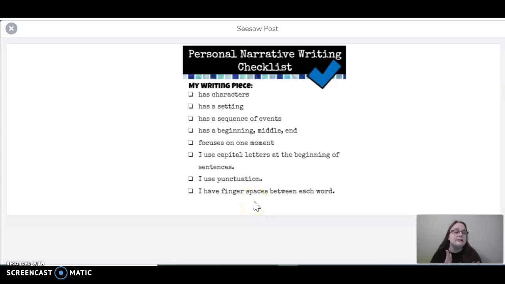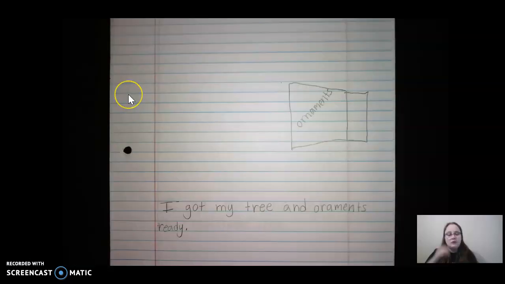So that it is easy for me to be able to read your guys' writing. And it's that you have finger spaces between each word. That's so that your words don't run together and it looks like just one big word that Miss Greathouse can't read. So friends, we're going to head on over to Miss Greathouse's draft and we're going to touch on a few of these. And then it'll be time for you guys to go look at your own writing.